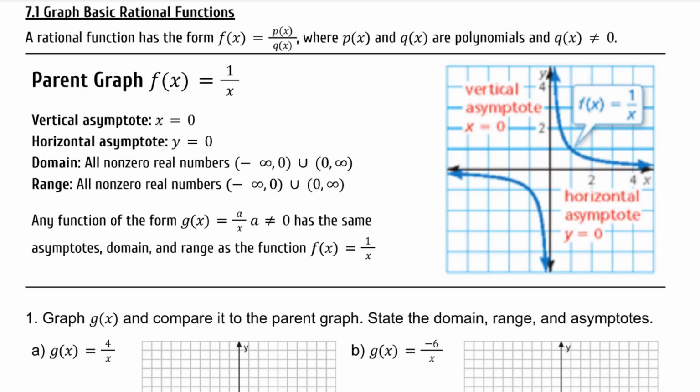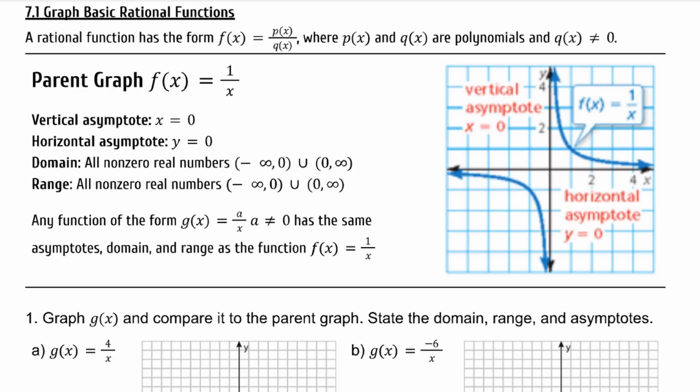Today we're going to graph basic rational functions. A rational function has the form f(x) = p(x)/q(x), where p(x) and q(x) are polynomials and q(x) cannot equal 0. That p(x) over q(x) may look familiar from when we were doing polynomial long division.